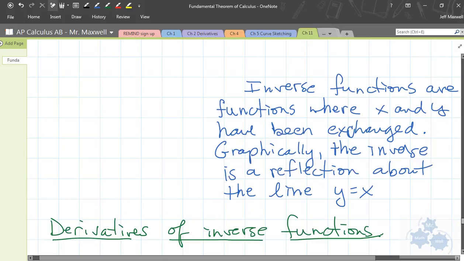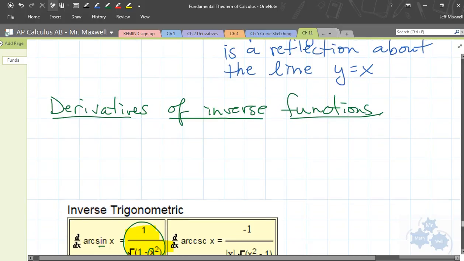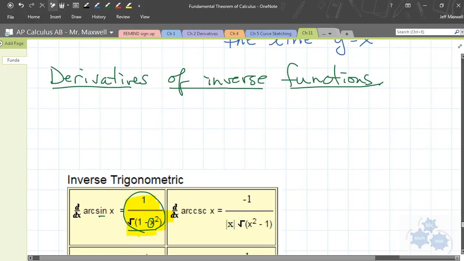All right, so let's review what we've got here so far. Inverse functions are functions where x and y have been exchanged, okay? Inverse, reverse. Graphically, the inverse is a reflection of the original function, whatever that is, about the line y equals x. So there's a bit of summary of what we've learned so far as inverse function goes. Now the derivatives of inverse functions, which is the main part of the lesson today, we're going to talk about arc sine and its derivative.